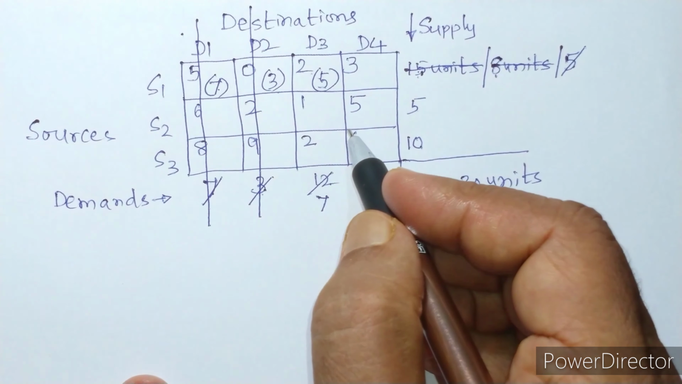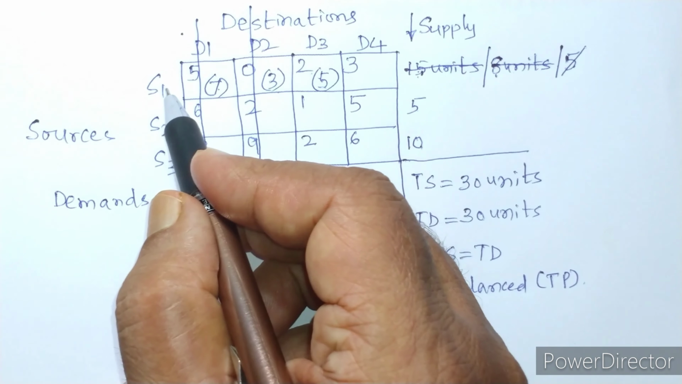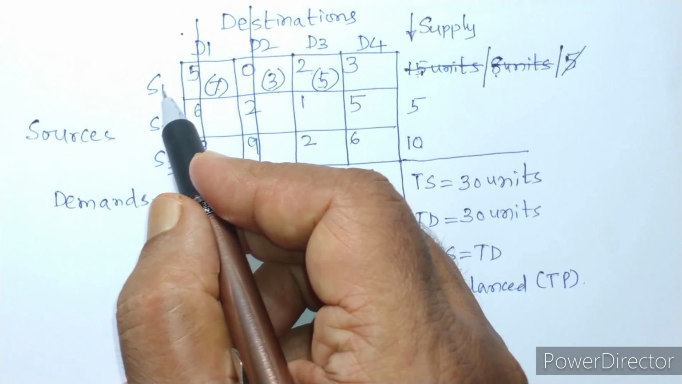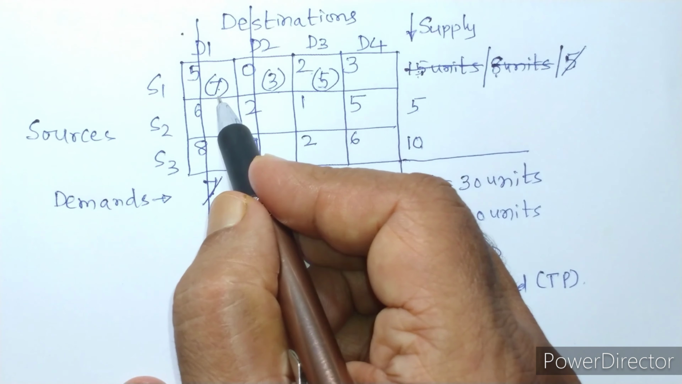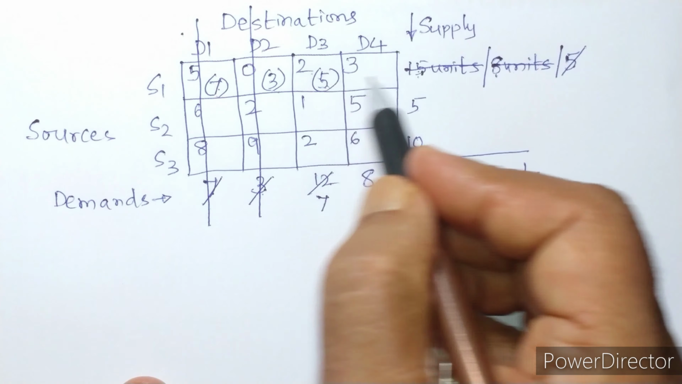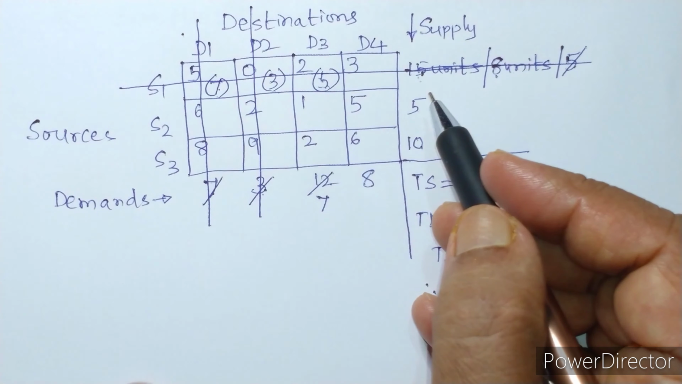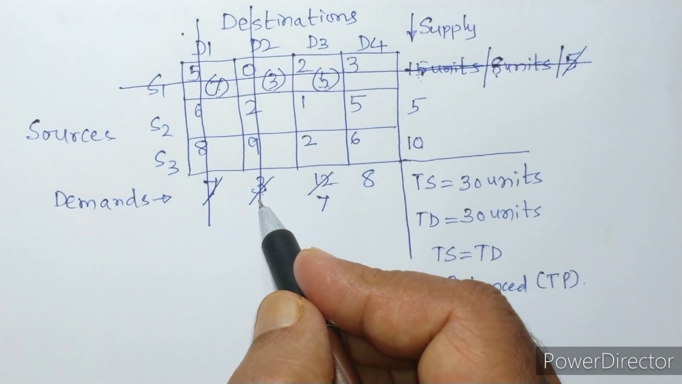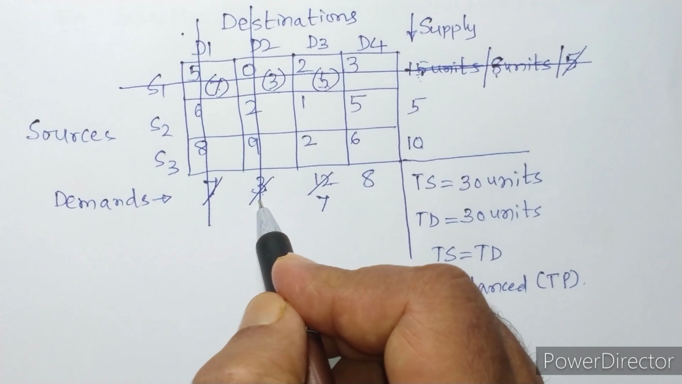Now we can see that all the units which are produced at S1 are exhausted now. 7 plus 3 plus 5 is 15. 15 units were available, and we have allocated 15 units to D1, D2, D3. Now you can remove this row. So if all the units of supply are exhausted, remove the row. If all the demanded units are met, in that case you remove the column from the matrix. So you go on doing like this.